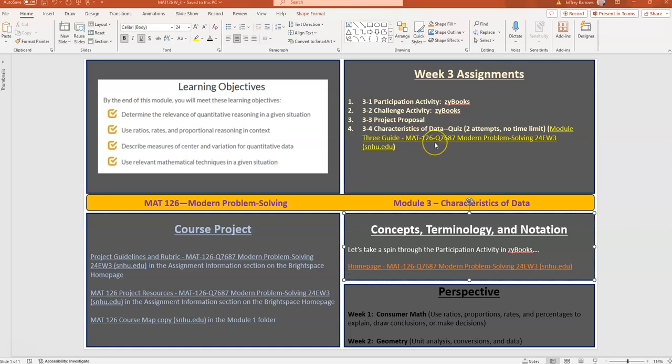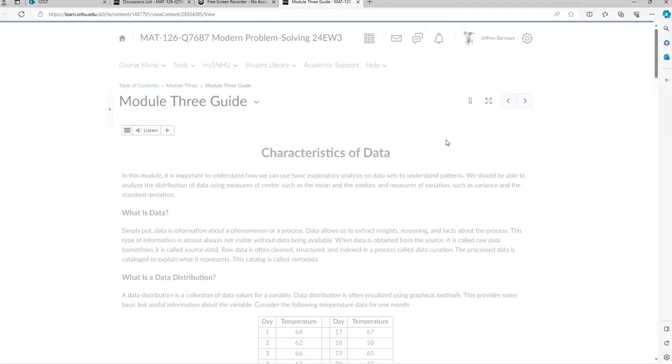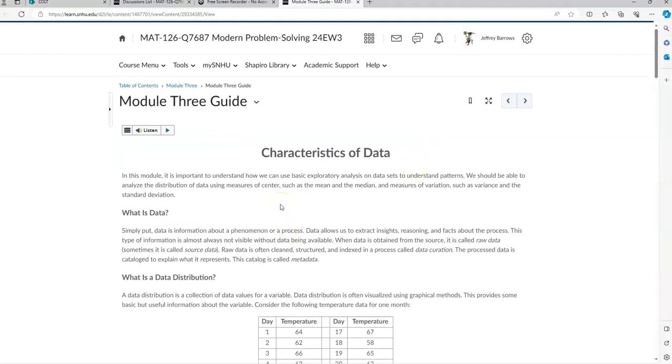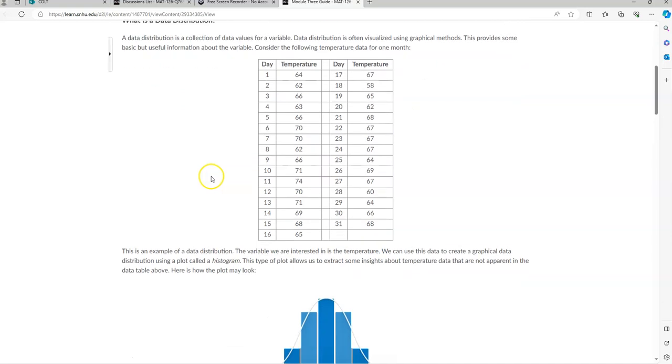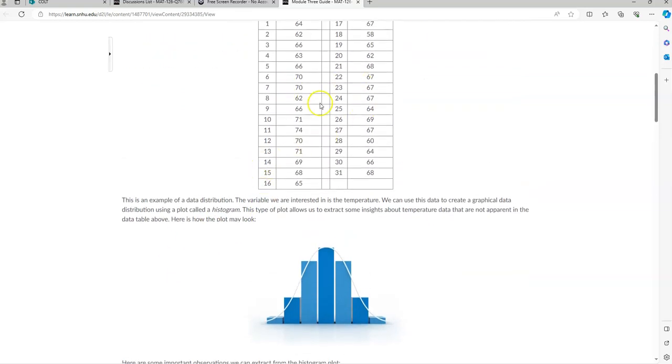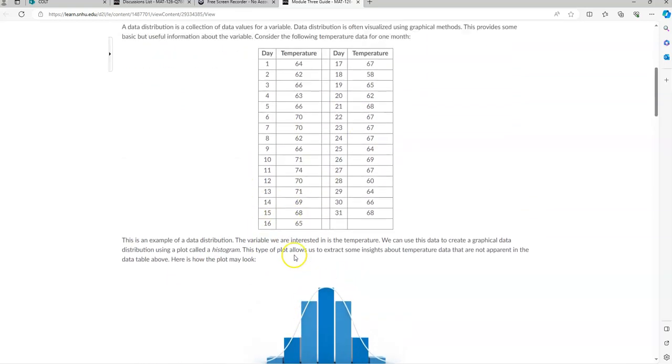As I was going through my own study this week, I came across a really nice link in your Module 3 folder that I want to highlight for you here. I think I've got this hyperlinked. Let me see if I can get to that. Yes, in Module 3, this guide: before you get into zyBooks and start reading about data, take a good look at this. It's a really nice overview of data, what it is, what it isn't, data distributions numerically, and data distributions visually.